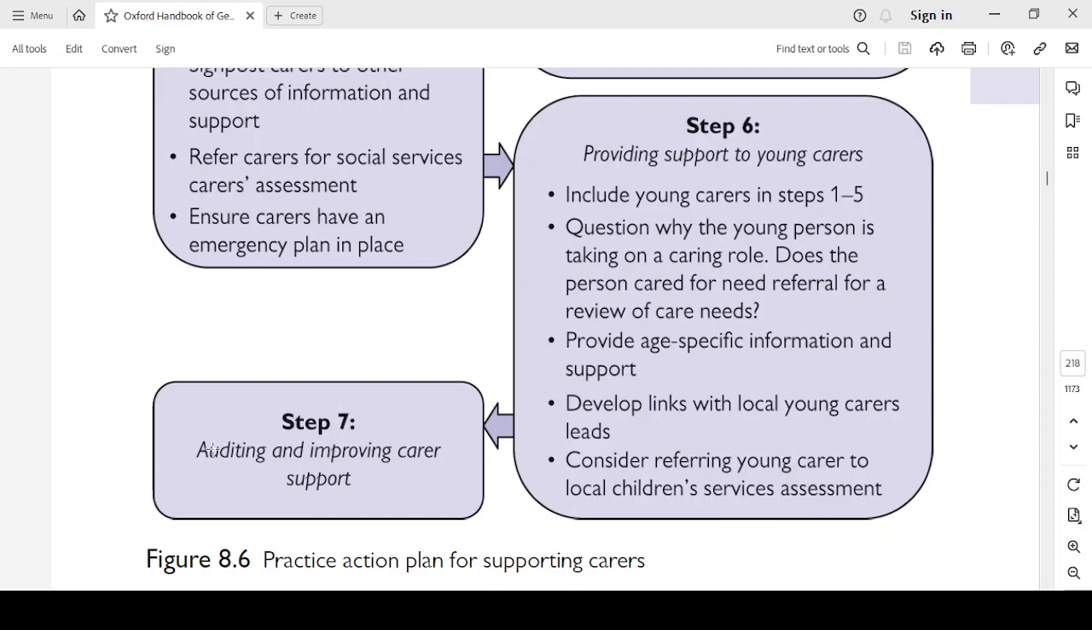Step 7. Auditing and improving carer support. Practice action plan for supporting carers.